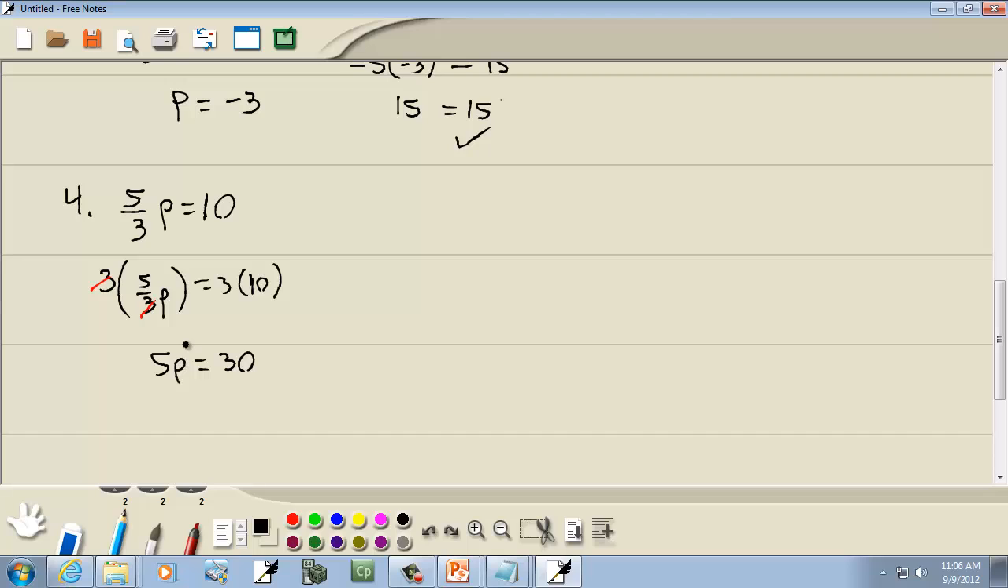Now our third step is get everything with p on one side, numbers on the other side. That's done. Our last step is to divide both sides by the number in front of your p. So we'll divide both sides by 5. And those 5's cancel. And 30 divided by 5 gives us 6. So our answer is 6.